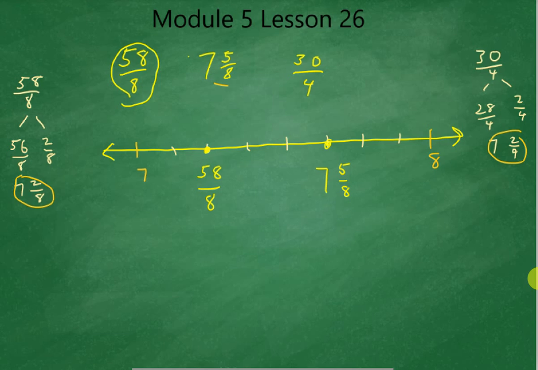And what about our last one here? 7 2/4. Well, let's see. Fourths would be, well, there would be a half. So let's just rename these as fourths. Okay. And there's a fourth.